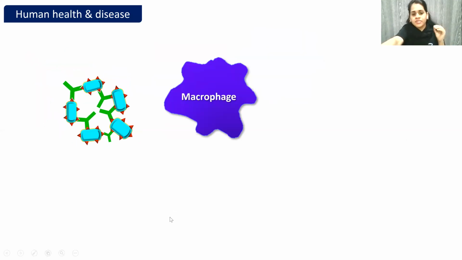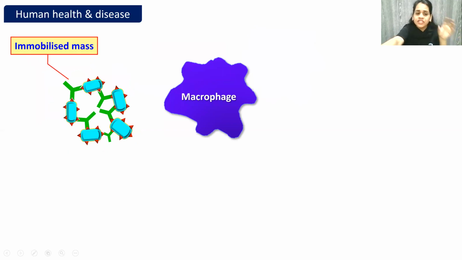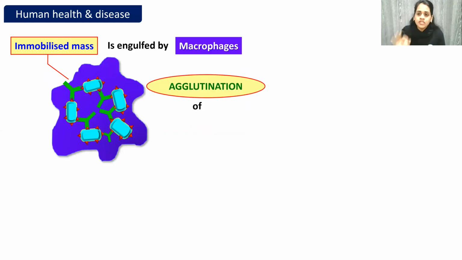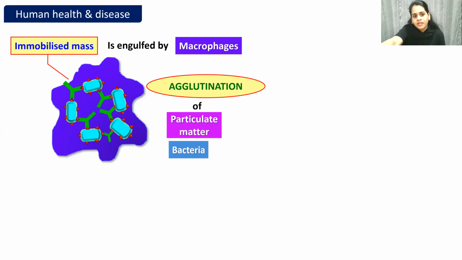And now it becomes easy for the macrophage to engulf this immobilized mass, because when all the antigens get glued with the antibodies, it becomes an immobilized mass. They are not able to move because they are formed in a group. They are glued together. And now this macrophage will engulf this immobilized mass. Can you see? Okay, and that is called agglutination. So when the free antibodies glue all the pathogens together so that the macrophage can eat them together, that is called agglutination.